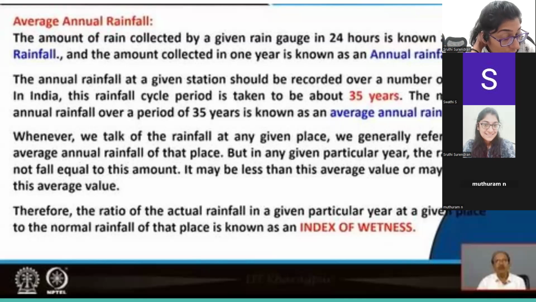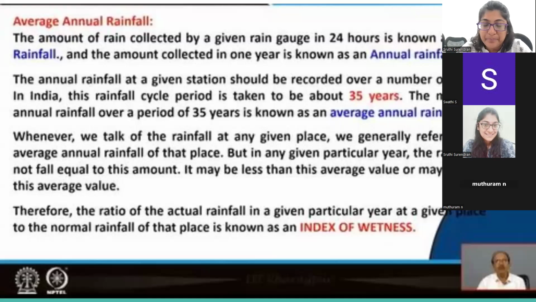Now, we also have a term called the average annual rainfall. Average annual rainfall, as the term suggests, is the average of all these annual rainfalls that are obtained. But when we say average, over what period of time is what is important, and it is for a period of 35 years. One rainfall cycle period is considered to be 35 years. So the annual rainfall for 35 years is obtained, and it is divided by 35, and that quantity so obtained is called the average annual rainfall. Another name for this average annual rainfall is normal annual rainfall or normal rainfall.